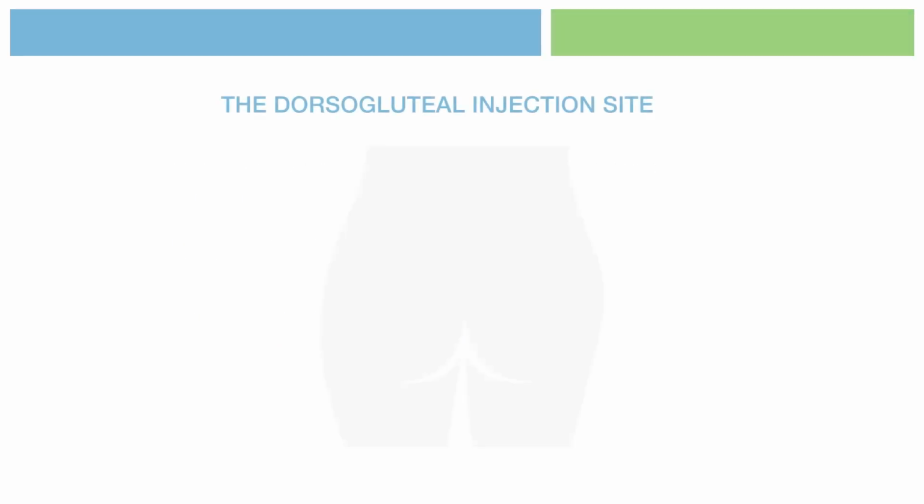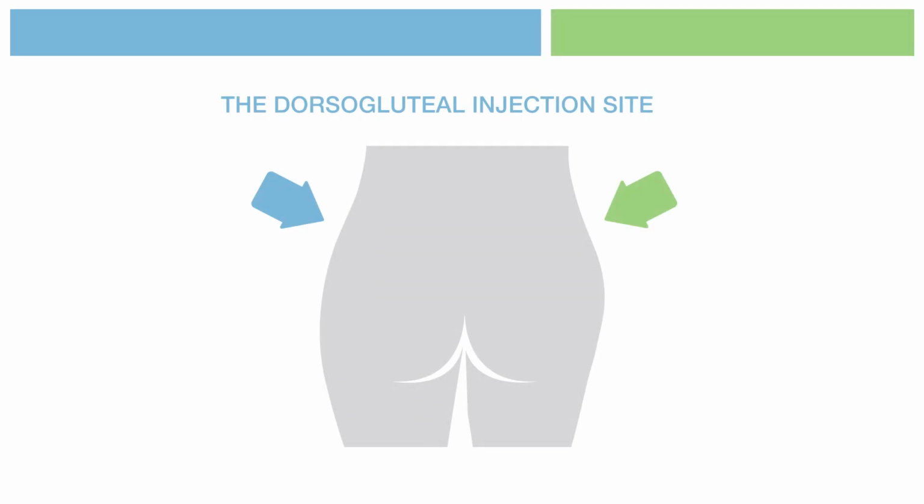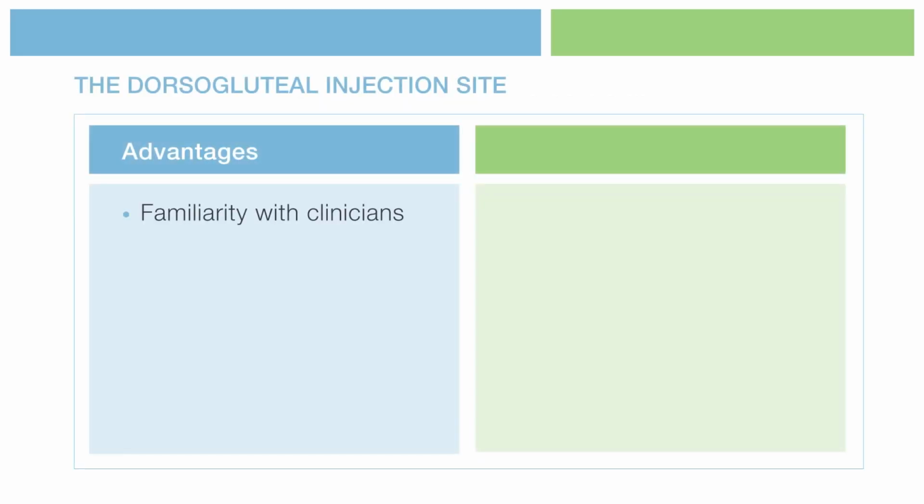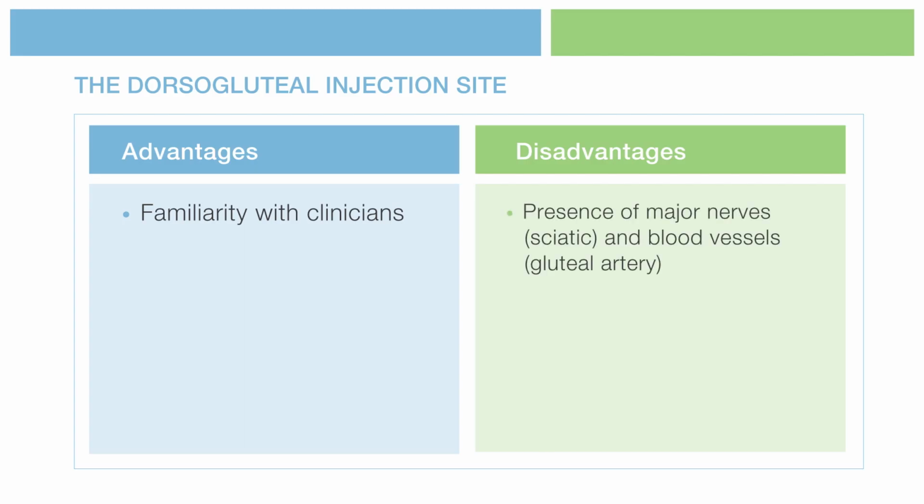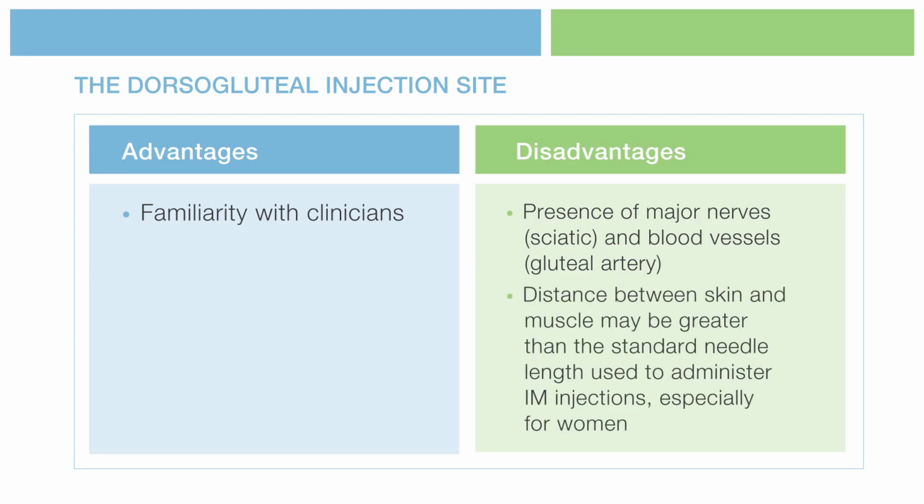The dorsogluteal injection site is located in the superior lateral aspect of the gluteal muscles. Nurses are familiar with this site, and it is traditionally a favored spot for depot injections. Some of the disadvantages of the dorsogluteal injection site include the presence of major nerves, such as the sciatic nerve, and blood vessels. Some studies have suggested that the distance between the skin and muscle in the dorsogluteal region is greater than the standard needle length used to administer IM injections, especially for women.